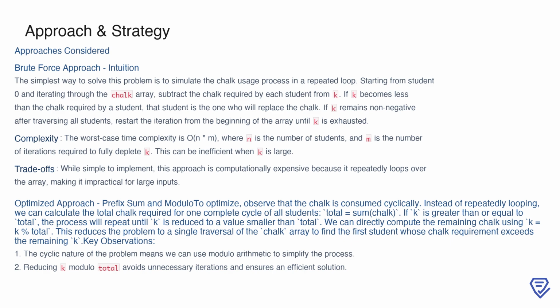If k remains non-negative after going through all the students, we simply restart the iteration from the beginning of the array, continuing this process until k is fully exhausted. However, the downside of this method lies in its inefficiency. The time complexity in the worst case is O(n*m), where n is the number of students and m is the number of iterations required to deplete k.